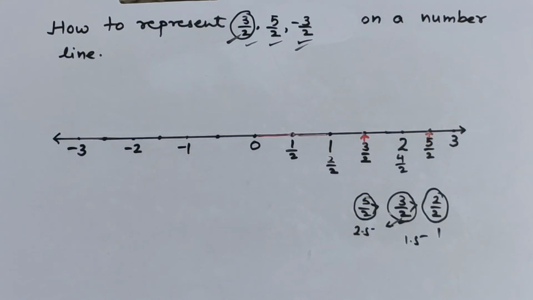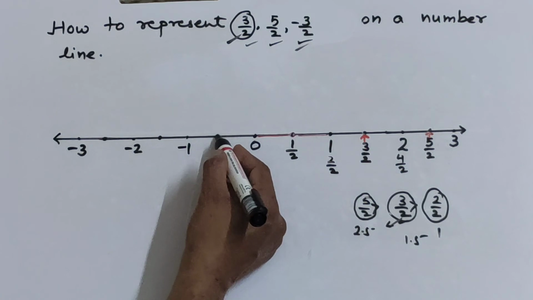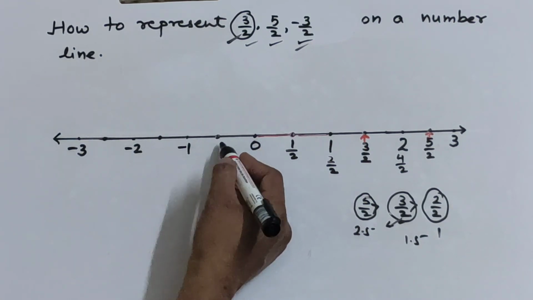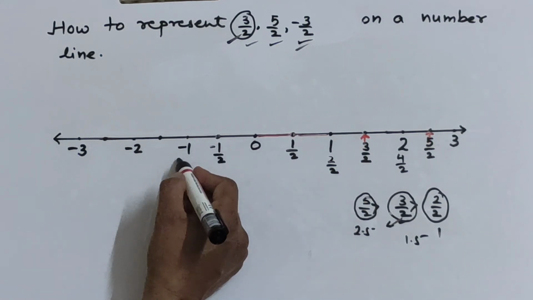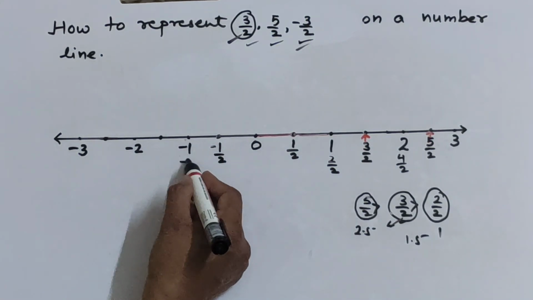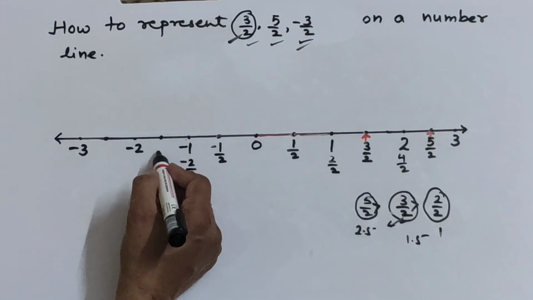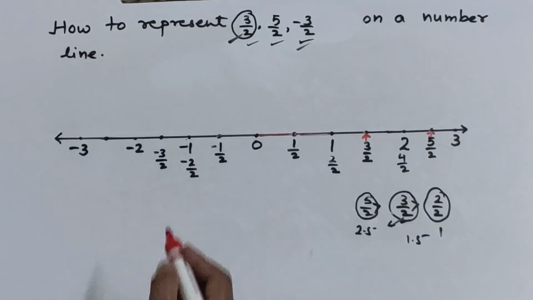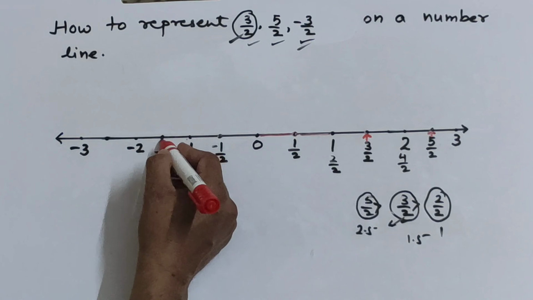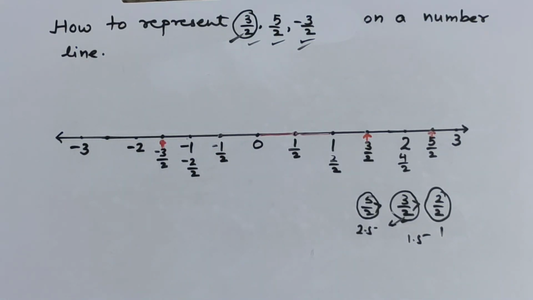Okay, so when we move towards the left hand side of 0, the first dot, this is the first dot after the 0 to the left hand side, will be minus 1 upon 2, and this point will be minus 2 upon 2, that is minus 1, and this point will be minus 3 upon 2. So we got minus 3 upon 2. So this point will represent minus 3 upon 2. So this way we can plot a rational number on the number line.